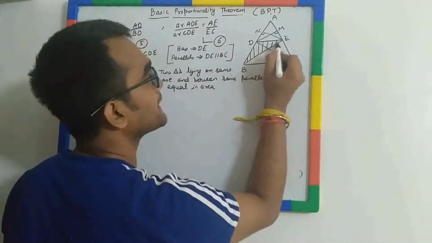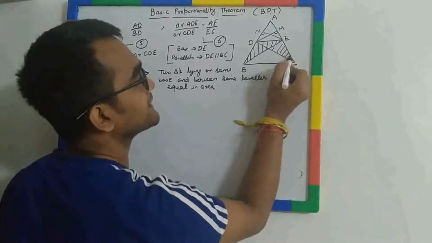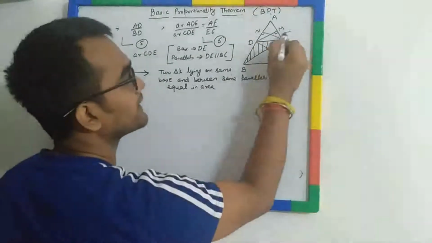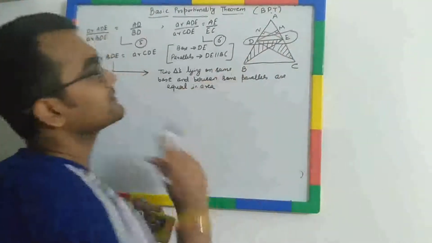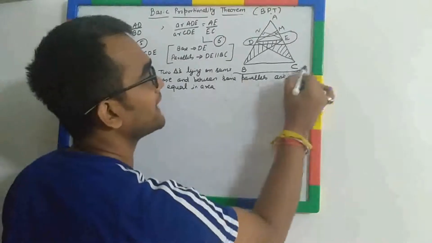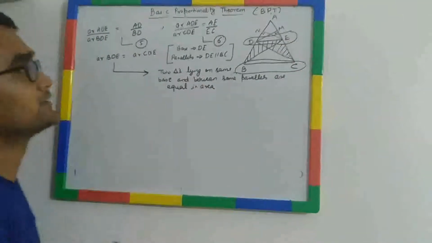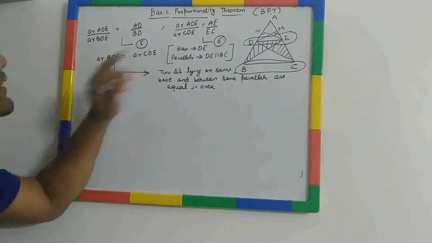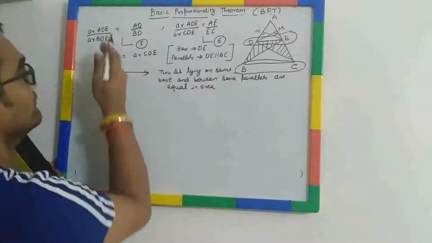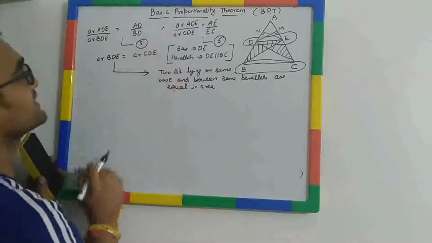So you can see from the figure, BDE and CDE both lie on the same base DE and they lie between the same parallels DE and BC. So the area of BDE will be equal to area of CDE. Using this, we will change equation 5 and 6.